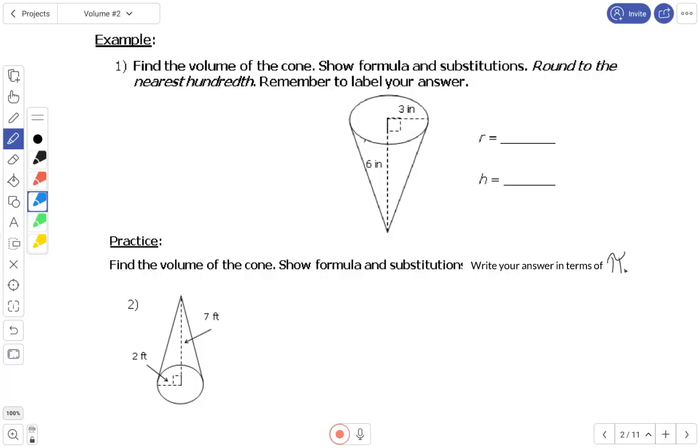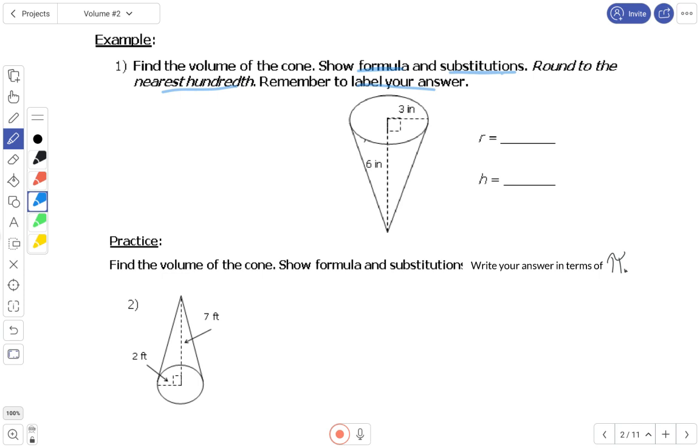All right, first one, it says to find the volume of the cone, show the formula, substitutions, round to the nearest hundredth, and label your answer. So these are the same steps that we were doing in the last lesson. Always, step 1, write your formula. Step 2, show the substitution. Step 3, we're going to round our answer and label our answer. Same 3 steps whenever we're using a formula.